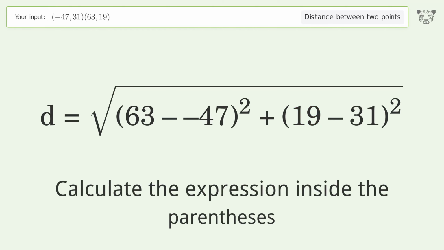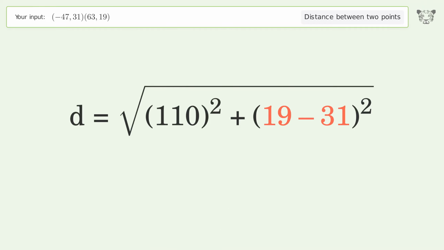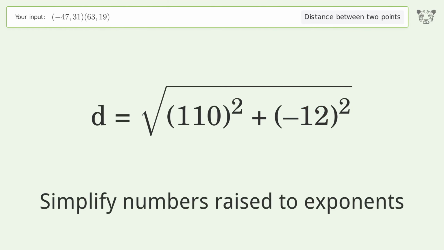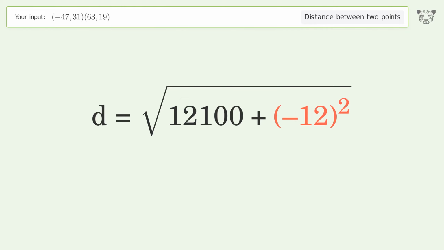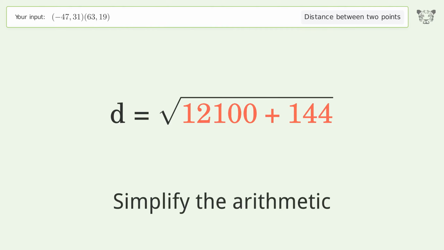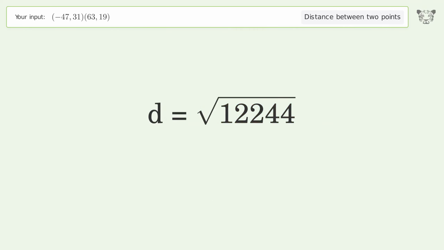Calculate the expression inside the parentheses. Simplify numbers raised to exponents. Simplify the arithmetic. And so the distance between the 2 points is the square root of 12,244 or 110.653.